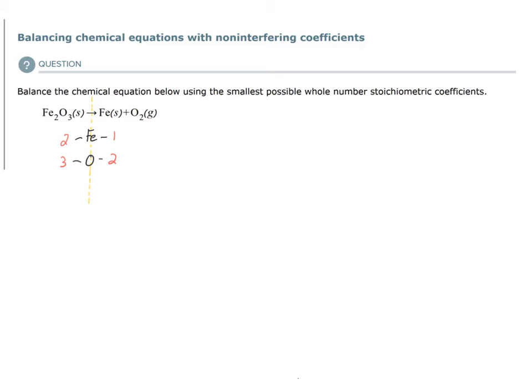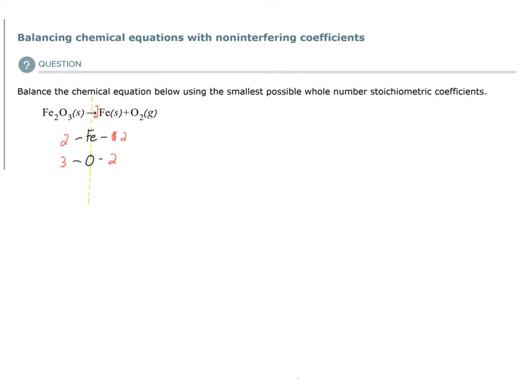So what I like to do is just pick the easiest element that can be balanced first. And it looks to me that iron will be the easiest one. How can I balance it? Well, I have 2 iron atoms on this side and 1 on this side. Can I force these 2 numbers to be equal? Yes, I can make this a 2. How can I make that a 2 though? By placing a coefficient of a 2 here.